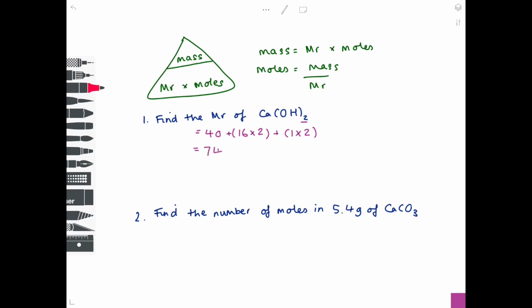And you get an MR of 74 grams. Now looking to find the number of moles in 5.4 grams of calcium carbonate. So I like to write out the equation I'm using, it's good practice. Stops you making silly mistakes.